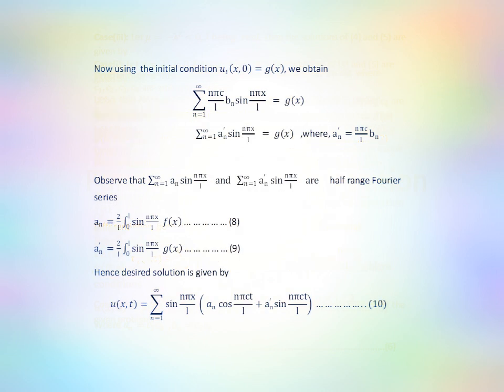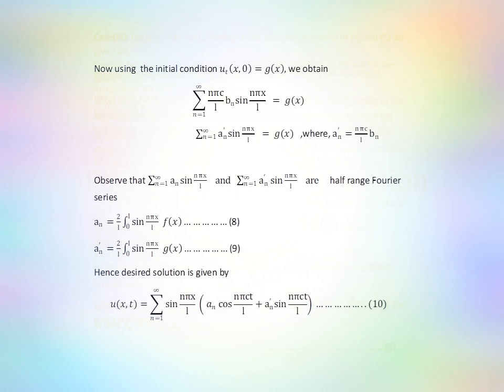Now using the initial condition u_t of x,0 equal to g of x, we obtain summation n equal to 1 to infinity n pi c by l b_n sin n pi x by l equal to g of x, and summation n equal to 1 to infinity a_n dash sin n pi x by l equal to g of x, where a_n dash is equal to n pi c by l b_n. So observe that summation of a_n sin n pi x by l and summation of a_n dash sin n pi x by l are half range Fourier series.